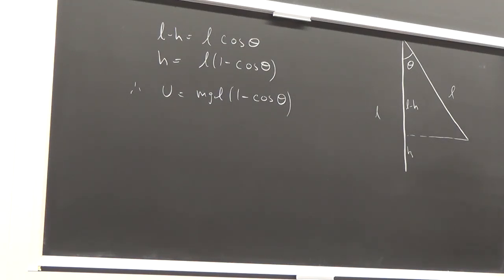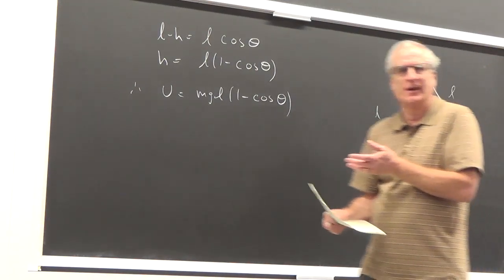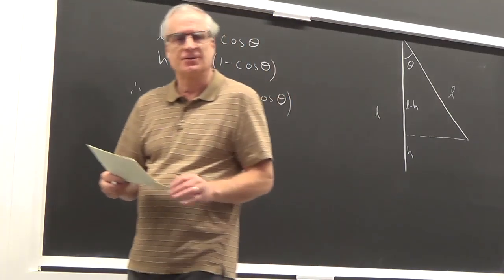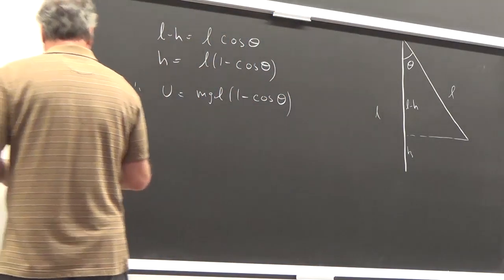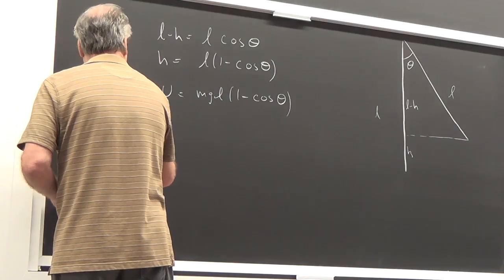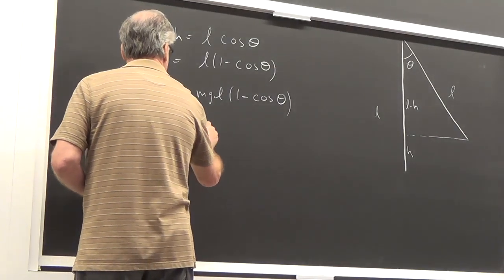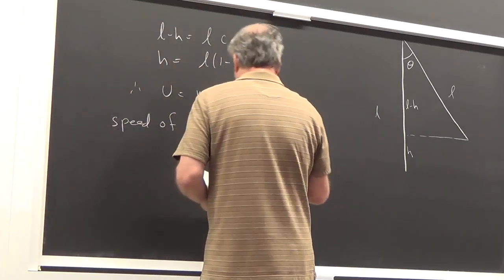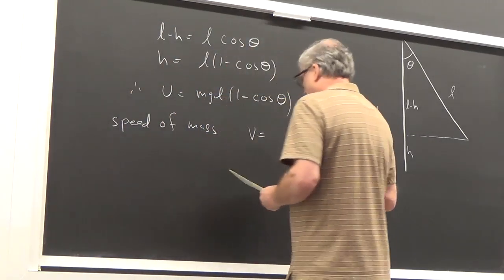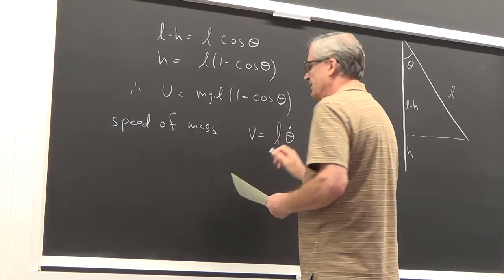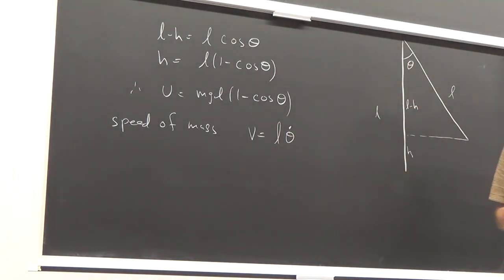You might say, that looks a lot more complicated than mgh. And indeed it does. So you can rethink whether that was the best choice of coordinate or not. Well, let's think about the kinetic energy, because we have to deal with that too. So the speed of the mass is just, V is just L theta dot. Actually, it's the velocity because theta dot's the same quantity, but that's all the speed. That's just the speed that it's executing.